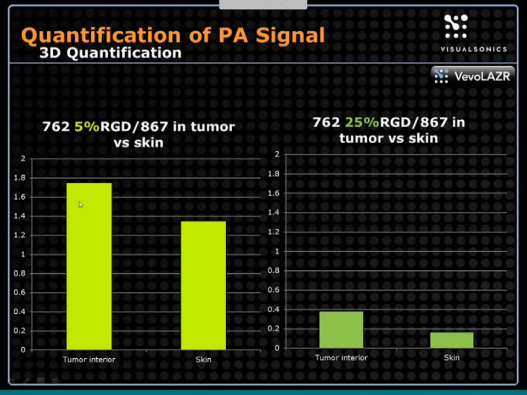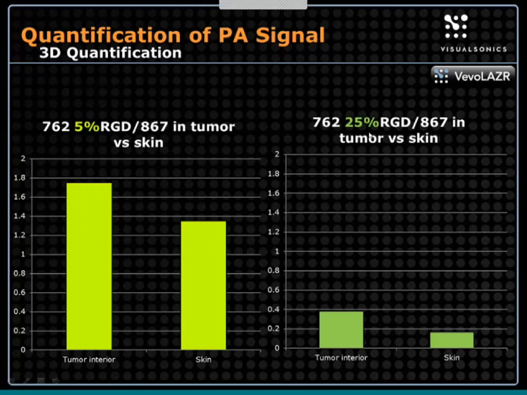So let's look in the tumor first. A ratio above 1 is obviously going to show you that there's more of this 5% particle than this 867 particle in the tumor. So that's great. We were expecting this targeted particle to go to the tumor more than the non-targeted. However, there's also more in the skin. But if you look at the ratio of these two, proportionally, there's actually more of the targeted particle in the tumor than the skin. Okay? I've made the scales equivalent here.